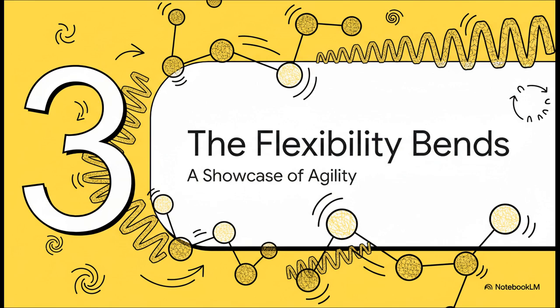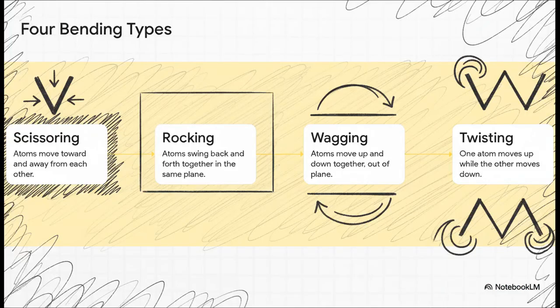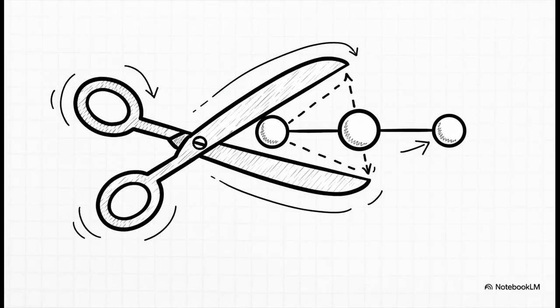And this is a true showcase of molecular agility. Now, if stretching was the simple push-up, then bending is the full-on complex floor routine. In fact, there are 4 distinct types, and each one has its own really unique motion. First up, you have scissoring. This is where the two atoms move toward each other and then away from each other, closing the angle between them. Yeah, pretty much just like the blades of a pair of scissors.